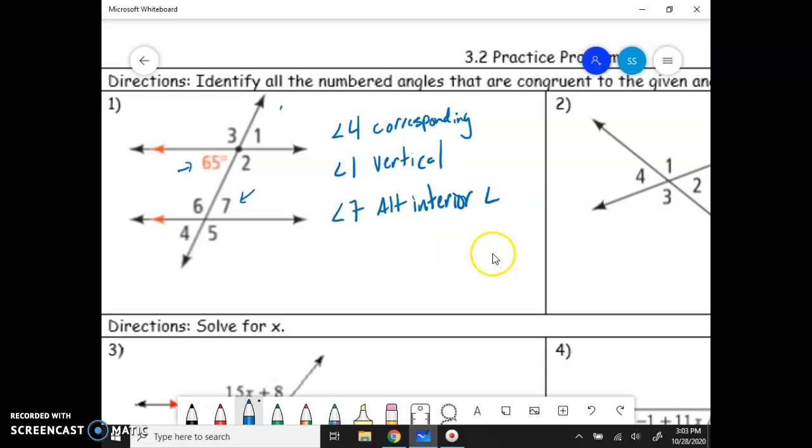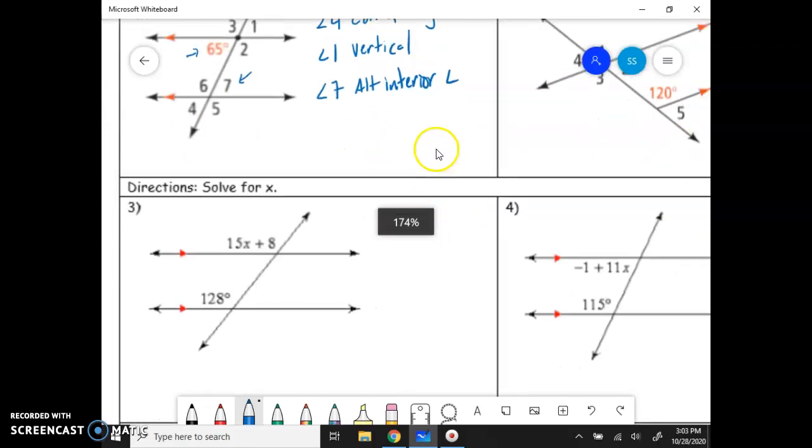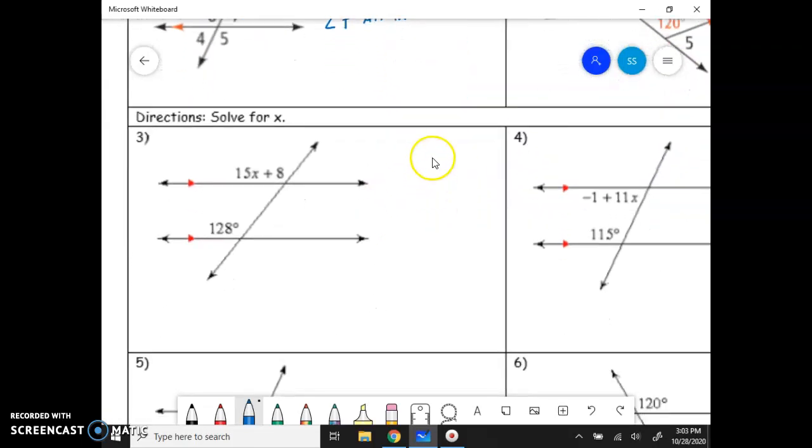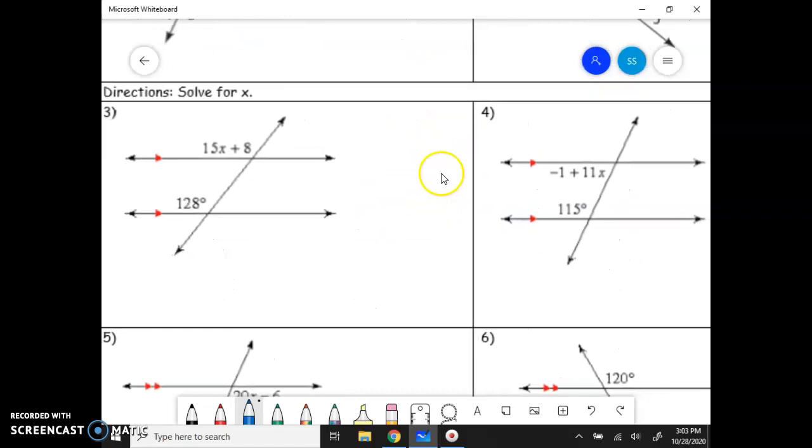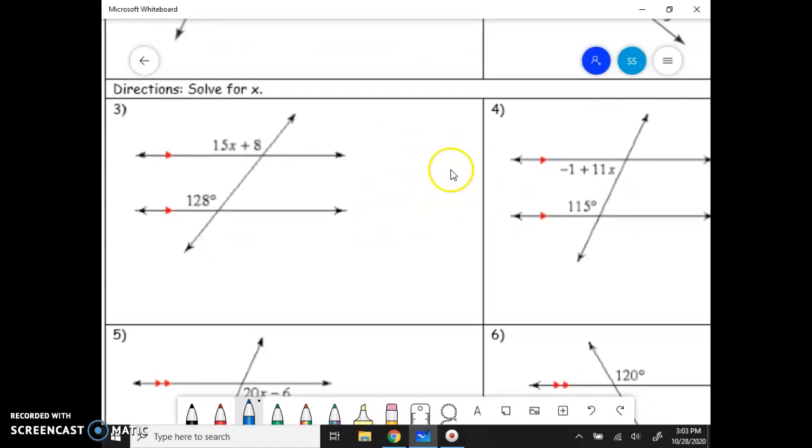All right, sounds good. You guys should be able to do number 2. Just do it like that. Let's see, 3 through 6, we need to just solve for x. So the key here is just to recognize the relationship.